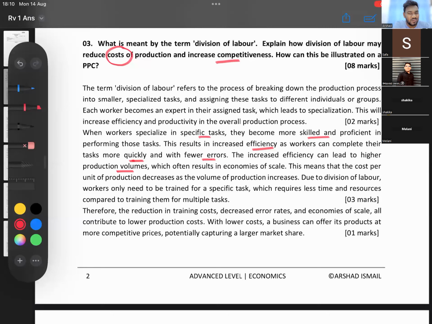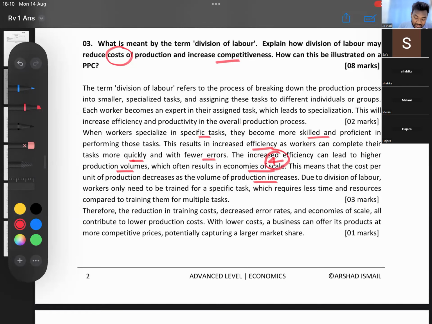Recently, I think 2-3 weeks ago, we learned in our theory class, what happens to the long run average cost? When you increase your production, produce more and more, what happens, guys? Your average cost falls, right? Your cost per unit starts to come down. So see, which often results in economies of scale. Economies of scale is from unit number 4. We learned it in the theory class. If you have not learned it, you will learn it in the future. This means cost per unit of production decreases as the volume increases.